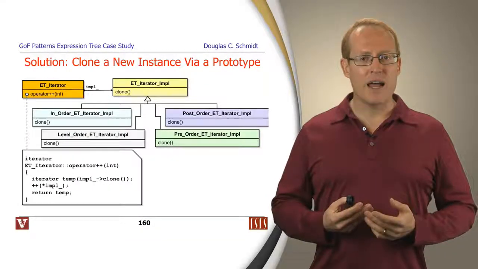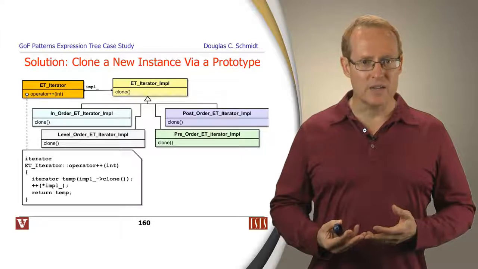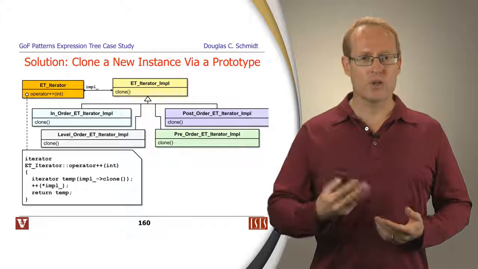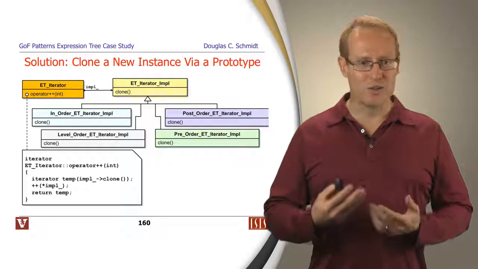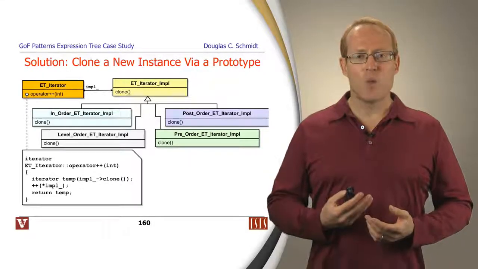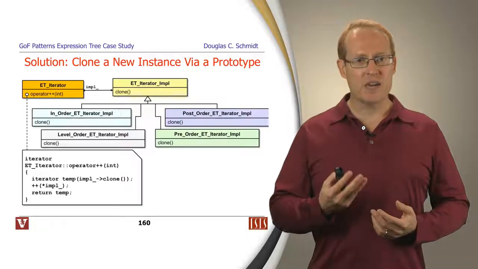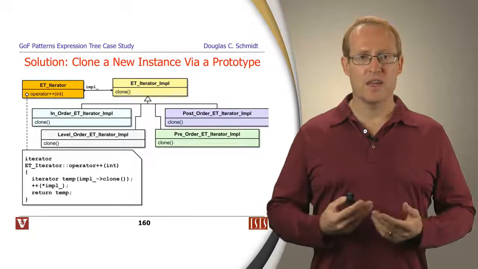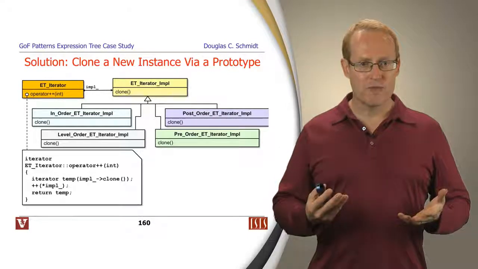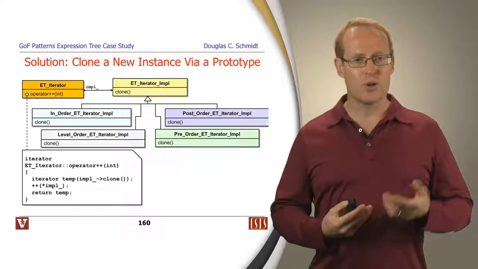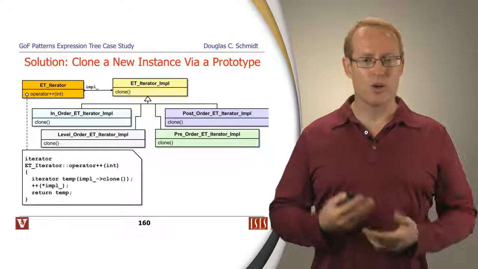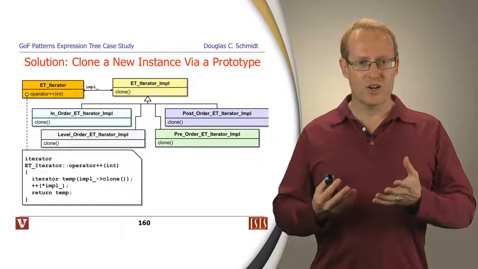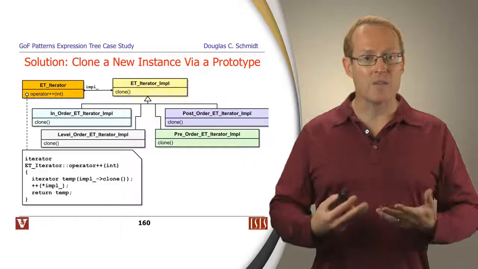The solution we're going to apply here is to clone a new instance of the appropriate iterator implementation using a prototype. And if you take a look at this diagram, it illustrates the basic structure of the solution. What we do is we have our ET iterator impl base class implement a pure virtual clone method, and all the classes that inherit from that class, iterator impl pre-order, iterator impl post-order, level order iterator impls, and so on, they all implement that particular clone method to make a deep copy of themselves.